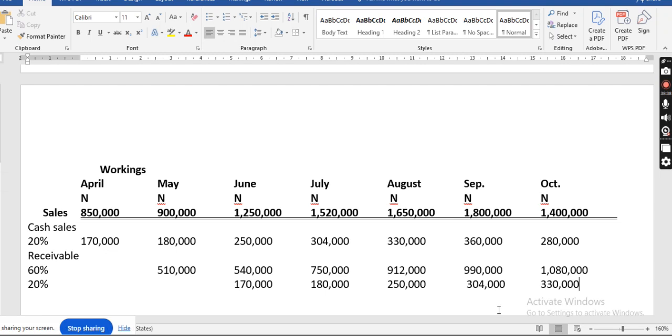Another thing is that you need to show how you arrived at your bad debt and all that. Do you get? You need to actually show it. That's what I'm saying. You need to actually show it.